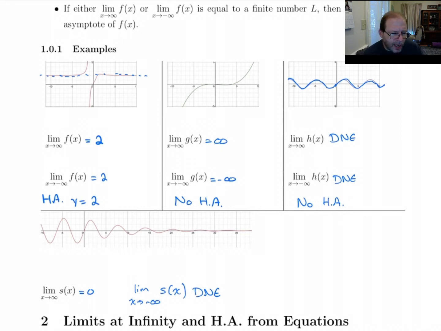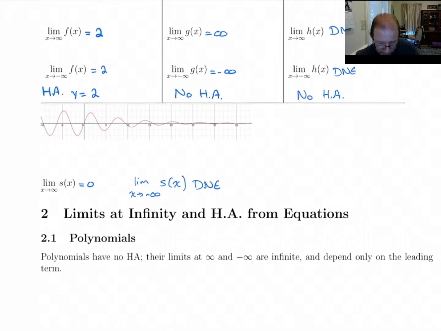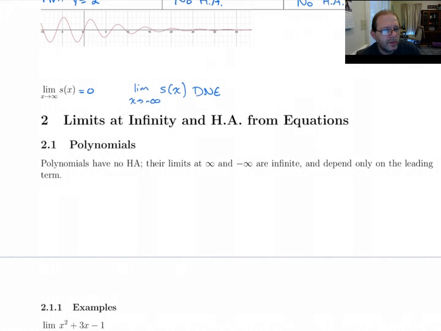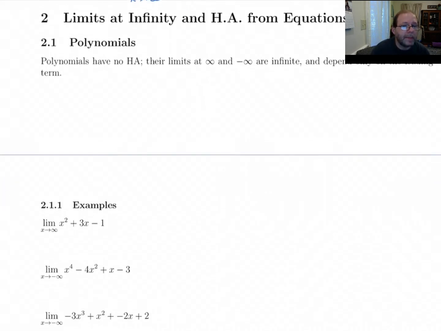Now, if you're asked to find some limits at infinity from an equation, then you need to know a little more about the behavior of the equations. First up, polynomials. Polynomials have no horizontal asymptotes, and their limits at infinity and negative infinity are always going to be either positive or negative infinity, and that's going to depend on the leading term. Instead of jumping into some examples, let's look at Desmos for a second.